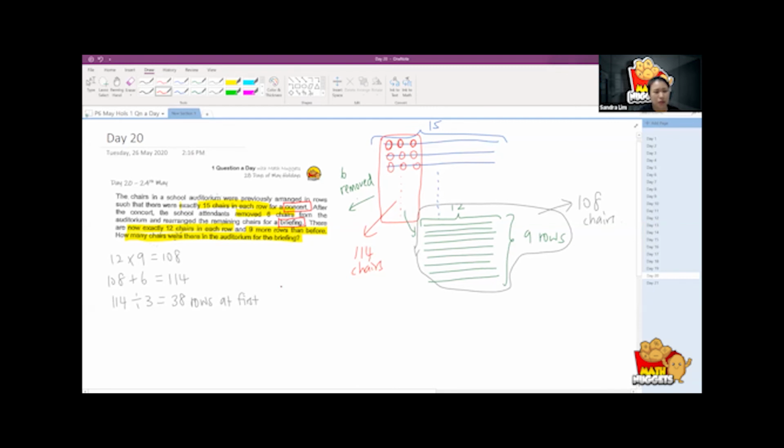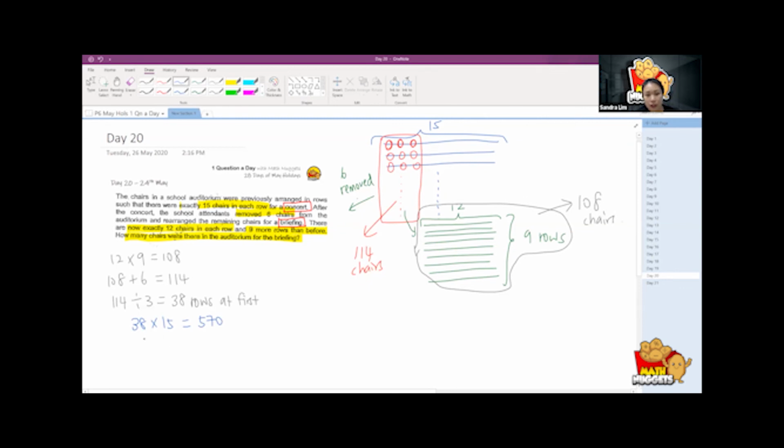Okay? So they actually want to find out how many chairs were there in the end for the briefing, not at first for the concert. Okay? So this part must be careful. So, okay, if I know 38 rows at first, I'm going to find out how many chairs there were at the beginning. Okay, so 38 at first, inside each row, 15 chairs at first, right? So 38 times 15. At the beginning, there were 570 chairs.